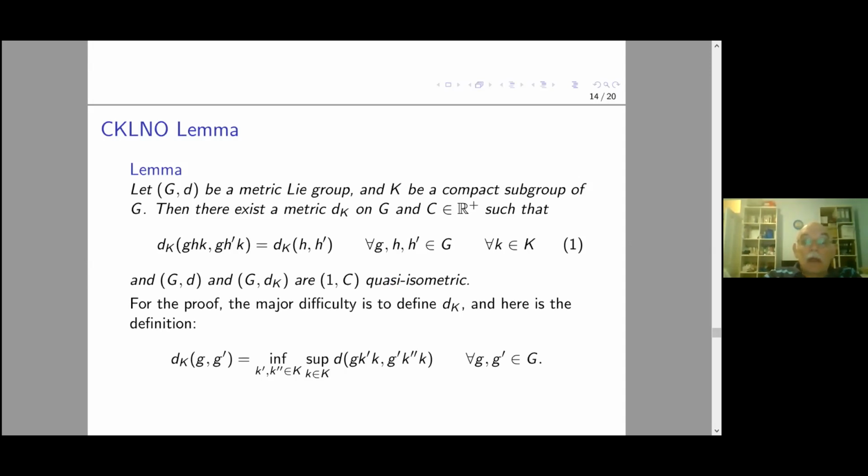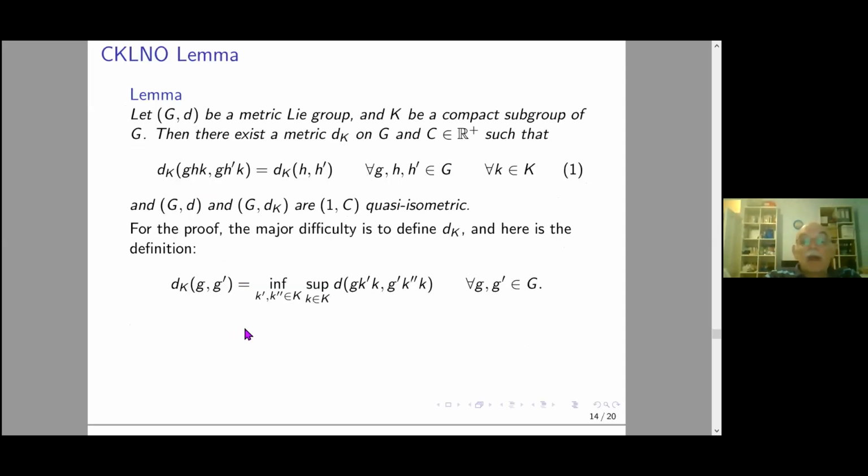And then I guess I even said something about the proof. The major difficulty is to define this new metric. The new metric is defined in terms of infs and sups and so on. It's not something that you can see immediately. Once you see this definition, then it turns out to be possible to work with it and to prove that this is true and that the new metric is not so far from the old metric. But you have to have the right definition first.